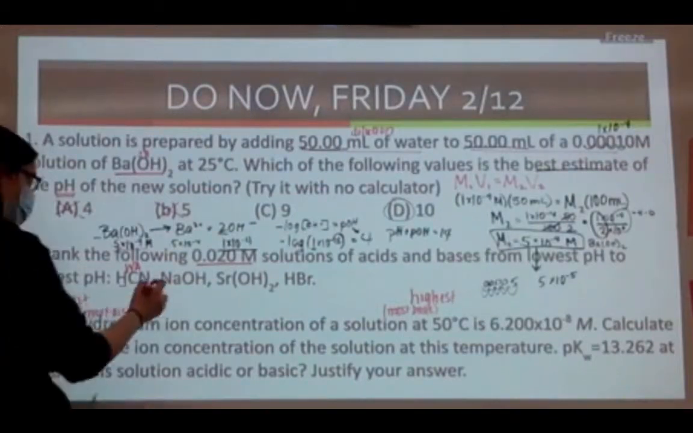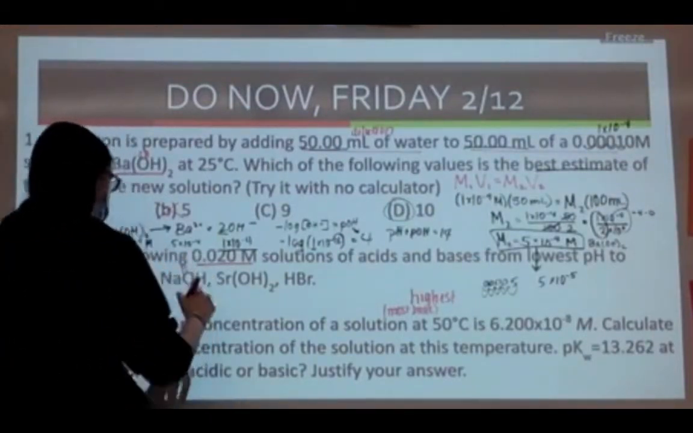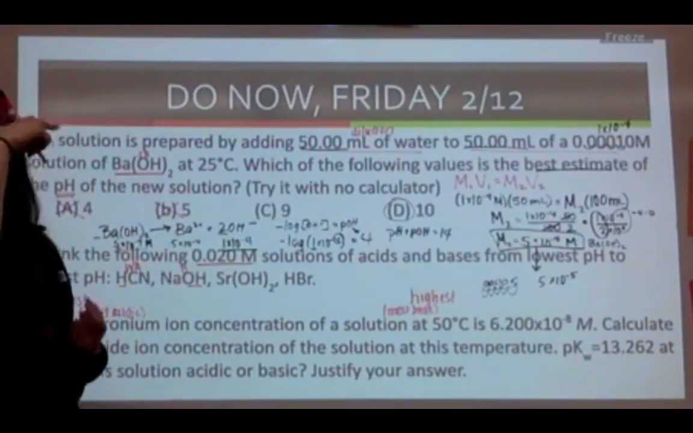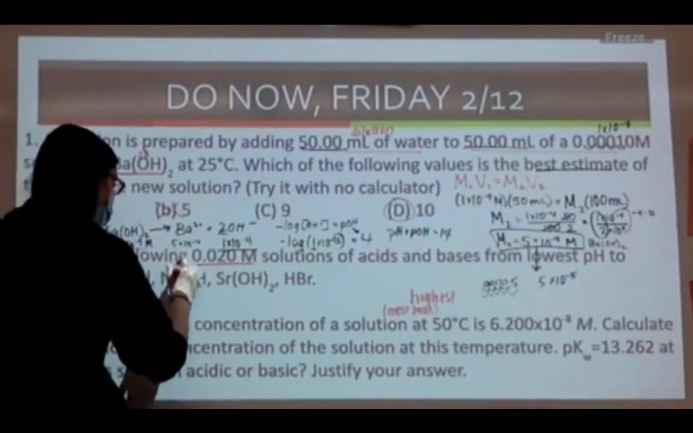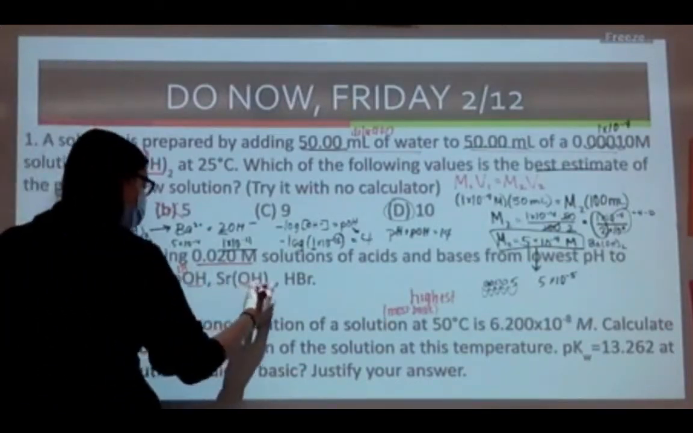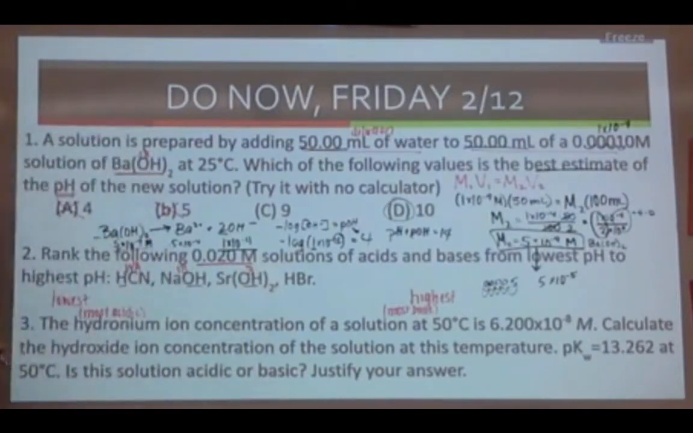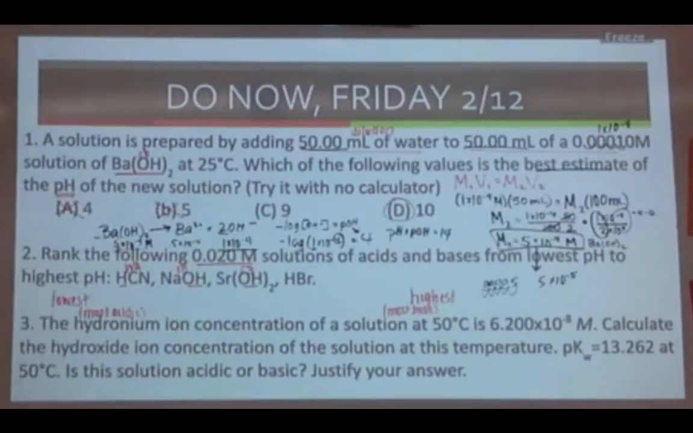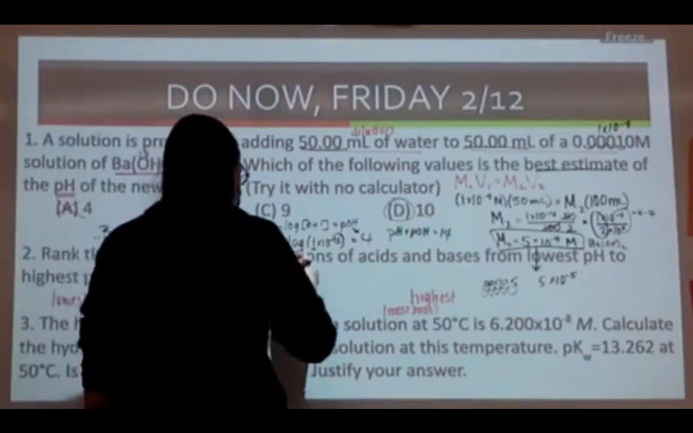NaOH, I know it's a base because it ends in OH. I look at the periodic table, I see that sodium is in the B on the periodic table. Sodium hydroxide is a strong base. Strontium hydroxide. Again, I know this is a base because of the OH. Look on your periodic table for strontium. Strontium is part of that B. So strontium hydroxide is also a strong base. And then HBr, that's one of your 7 strong acids.